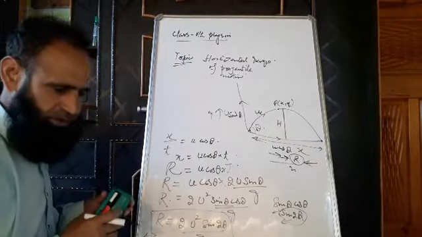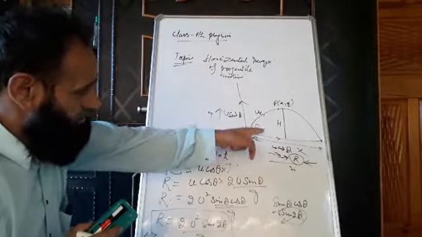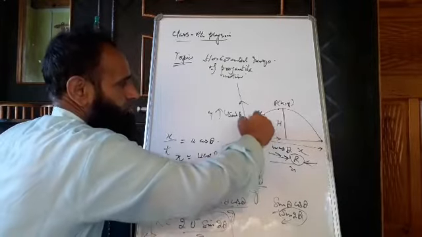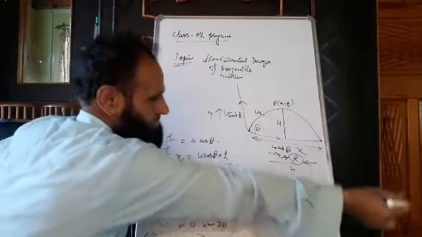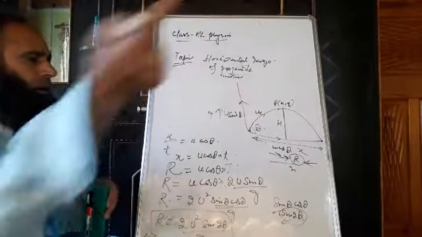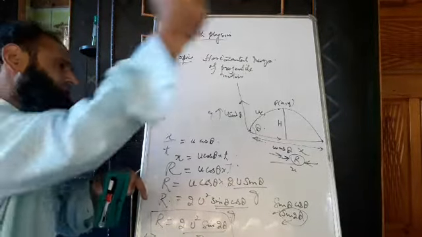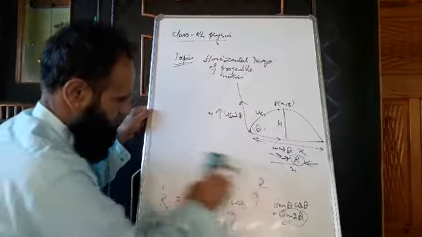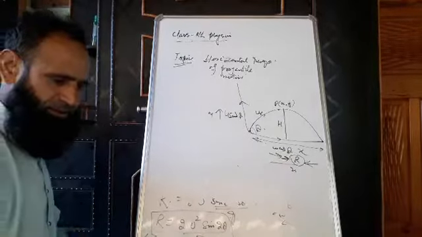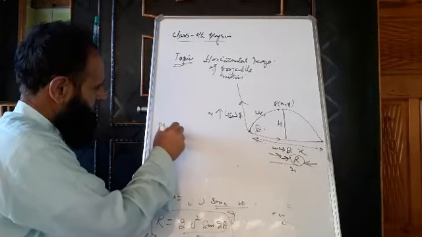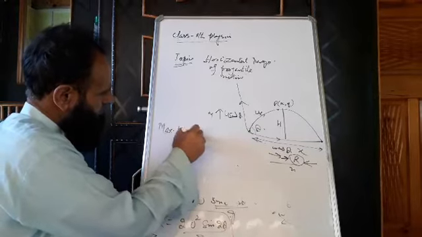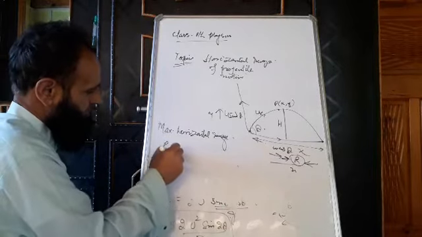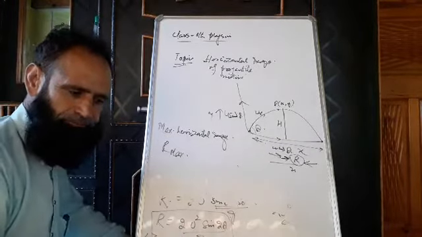When would the horizontal range be maximum? When would it cover a maximum distance? For example, if we throw a projectile here, it may cover a long distance before hitting the ground. When would it be maximum? So we look for the maximum horizontal range. When would R max be?